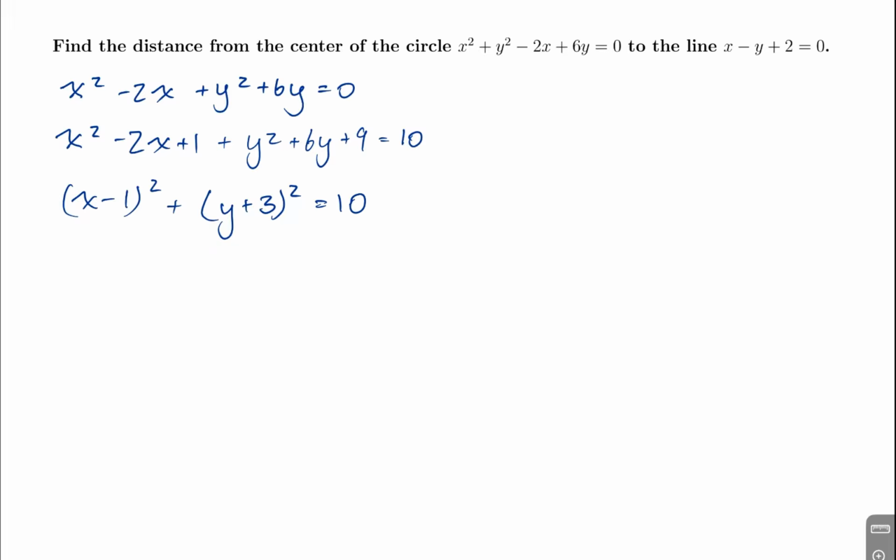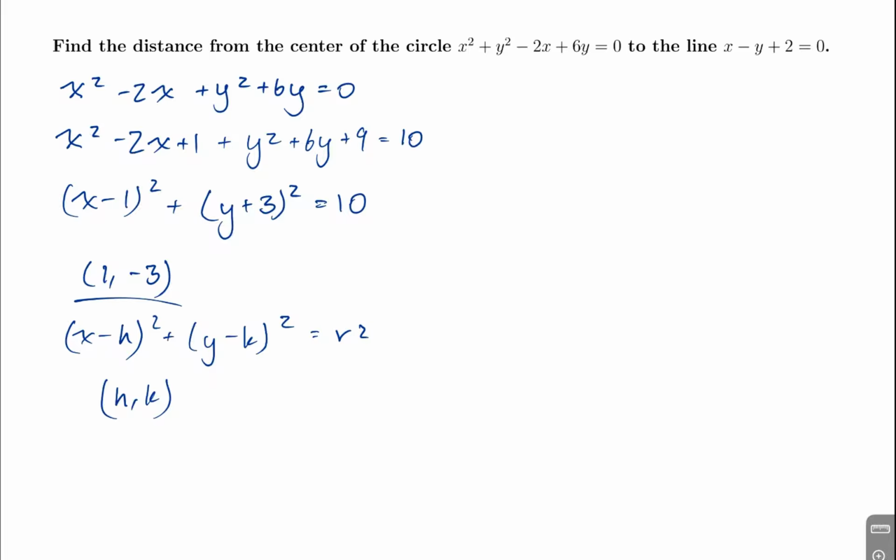And so using this, we can see that the center point is 1, negative 3, because the equation of a circle is x minus h squared plus y minus k squared equals r squared, and the center of the circle is just (h, k). So that's what we did here to get the point 1, negative 3.